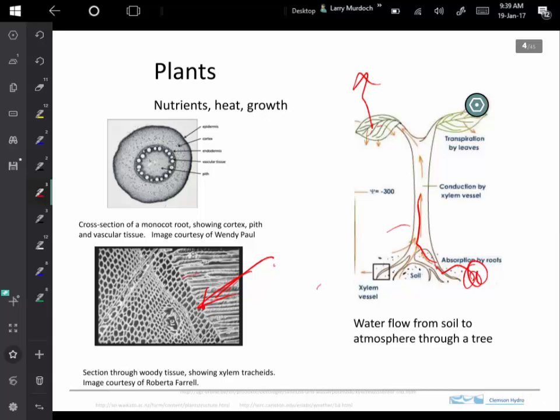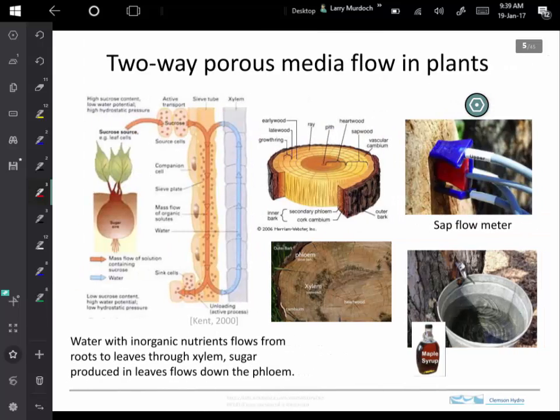So flow through porous media is important to how plants work. It turns out it's a little bit more complicated than that sketch, because the flow through plants can go both ways. And here's a picture of that tree. What's happening is that on this internal part right in here, that's where the flow is going up.